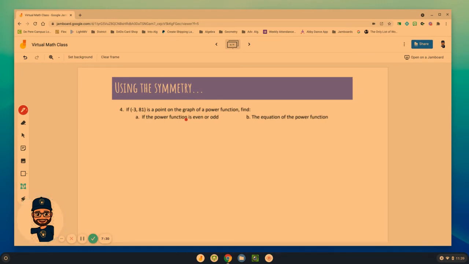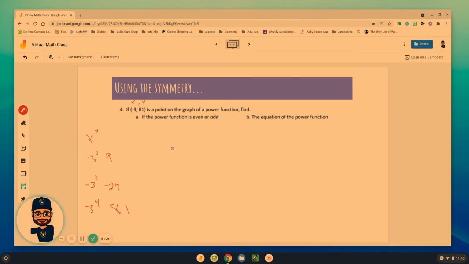Like if they give us a point, negative 3, comma 81, how can we figure out if that's even or odd? And then what equation would we use? Well, remember, we always write points as x comma y. And if this is x, we're only working with power functions, x to the power of some number. So if I did negative 3 squared, that would give me a positive 9. If I did negative 3 to the third, that would give me negative 27. And if I did negative 3 to the fourth, that would give me 81.